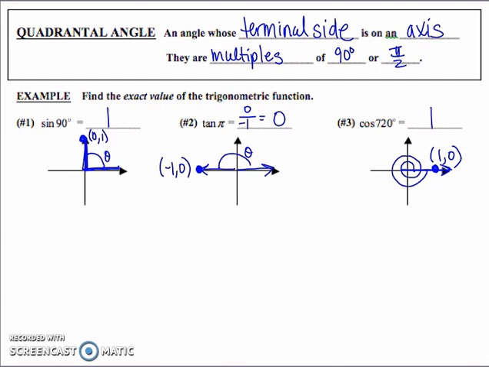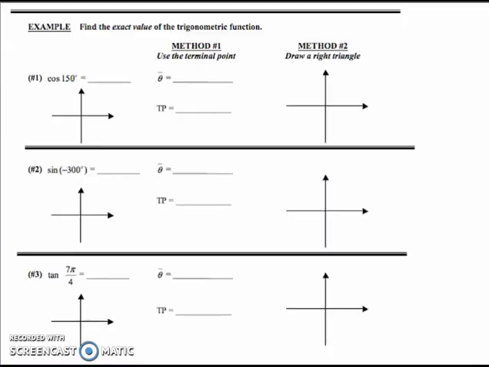So we know that that is going to be a 1. For our last few examples, we're just going to do some more practice finding the exact value of some trig functions. And I'm actually going to show you 2 ways to do this. The first way, which we'll call method 1, is going to be using the terminal point on the unit circle. And then the second way that we're going to look at it is in terms of a right triangle.